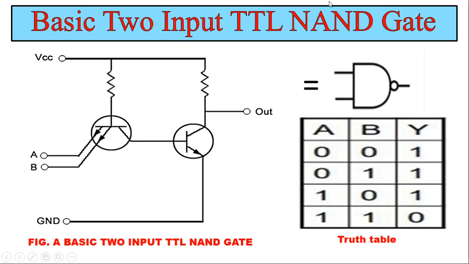Here, this is the logic symbol of the NAND gate, and this gives the truth table of the NAND gate. That means when A equals 0 and B equals 0, then the output Y is equal to 1, or when either A or B equals 0, then the output Y is equal to 1. And when both are equal to 1, then Y equals 0. That means it gives the truth table of the NAND gate, and therefore this circuit behaves like a NAND gate.